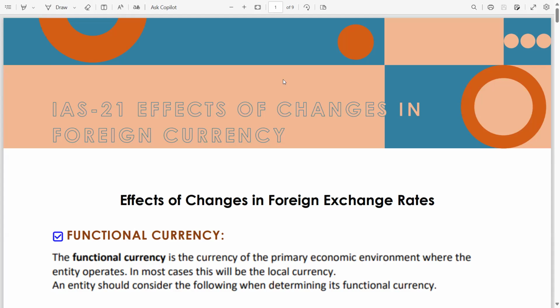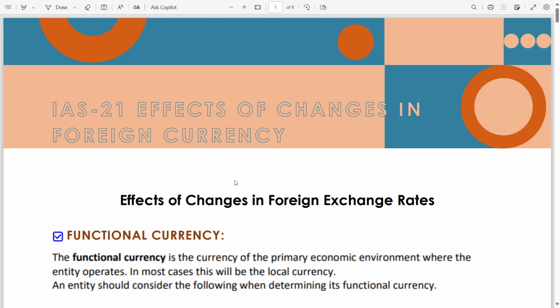Okay, IAS 21, effects of changes in foreign currency or foreign exchange rate, is all about this. Let's say you are purchasing an asset now and there is a possibility that the exchange rate may fluctuate. So what will be the implication? Or you are going to sell an asset, and what will be the implication if the foreign currency changes? All the effects of changes in foreign currency will be learned in this IAS, which is IAS 21.